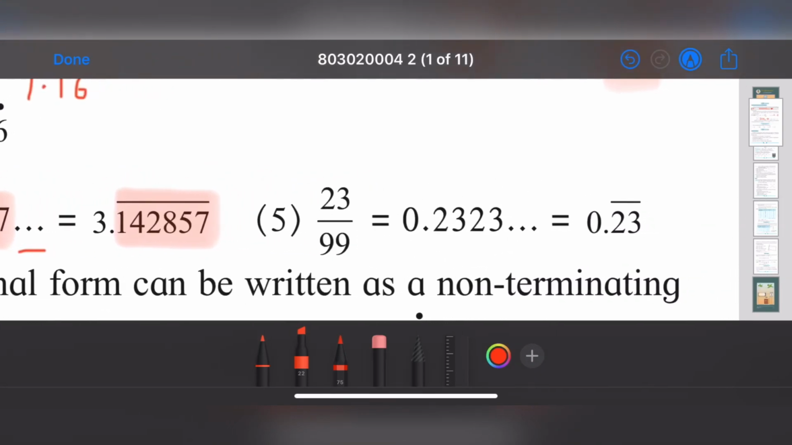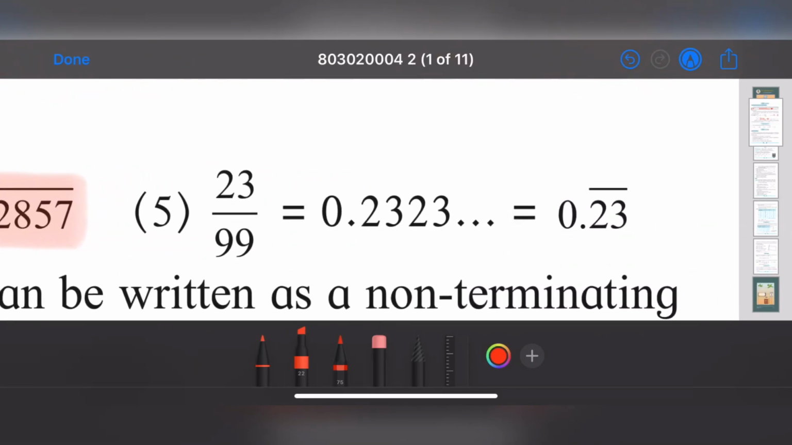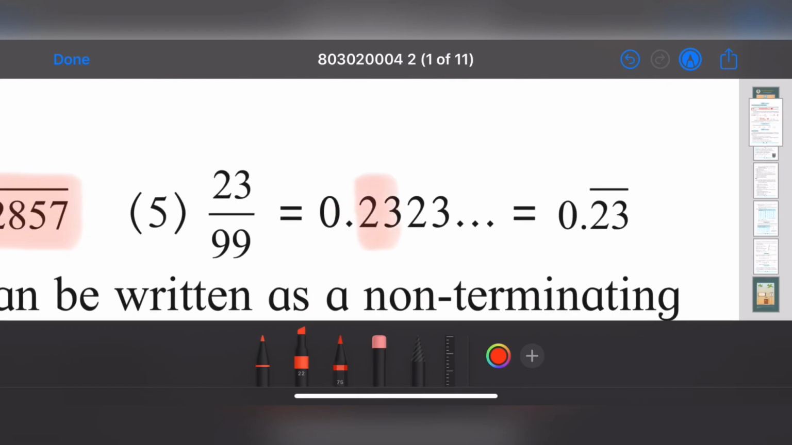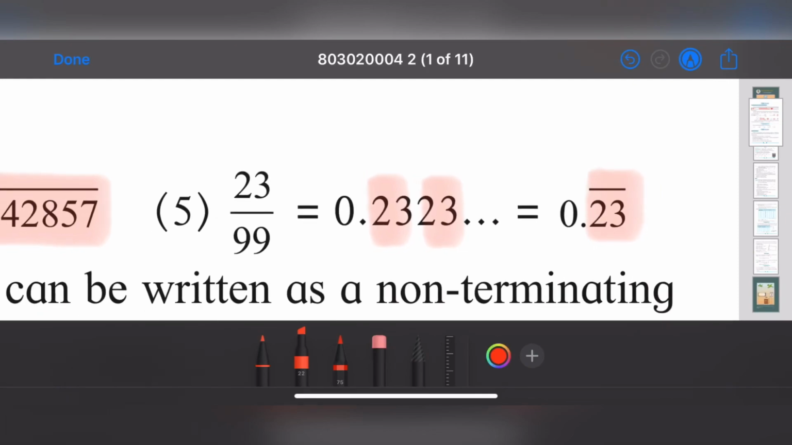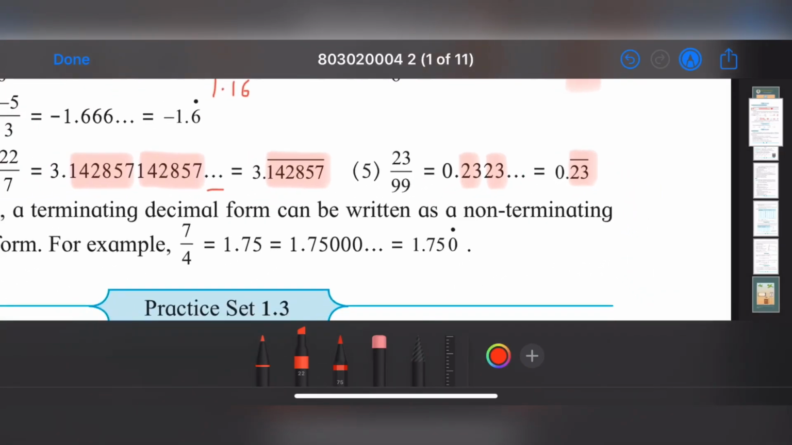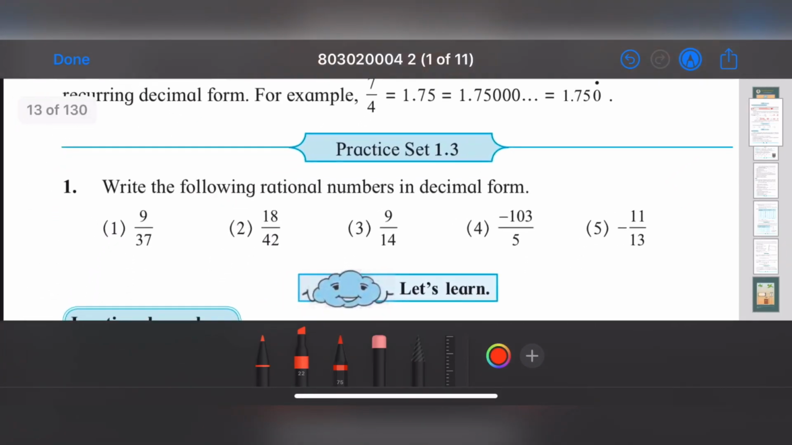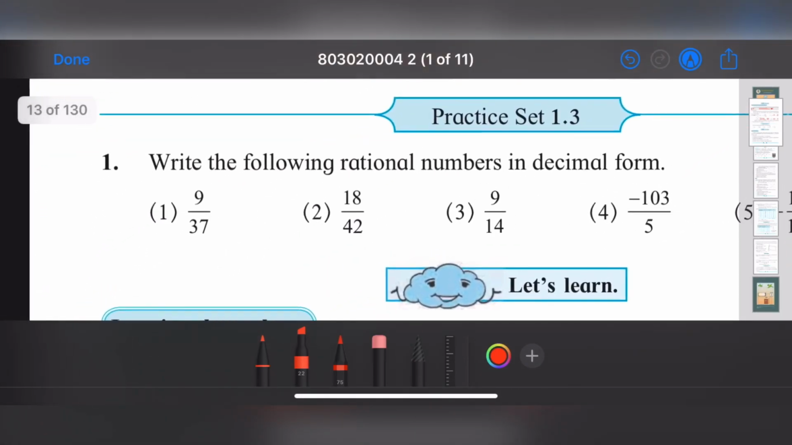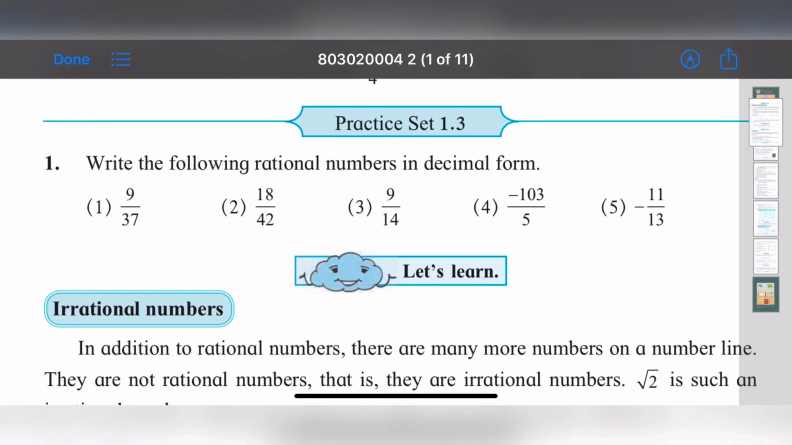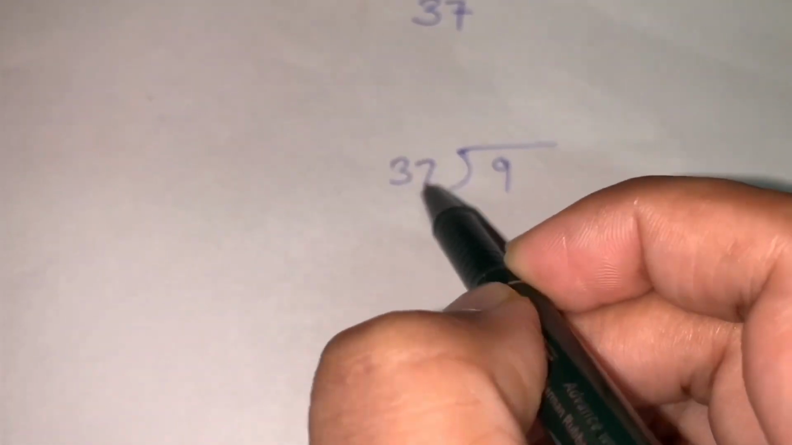Now let's look at the fifth sum, 23 upon 99. Here 2, 3 is a set which is repeating itself. So we'll write 2, 3 with a bar on top. So the answer is 0.23 bar. These are all the decimal representations or decimal forms of their respective rational numbers. After looking at some of the examples, let's solve some sums from practice set 1.3. I'll be solving the first sum, 9 by 37. Let's divide 9 by 37 to get a decimal number that will represent it.